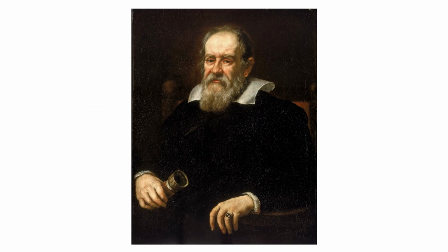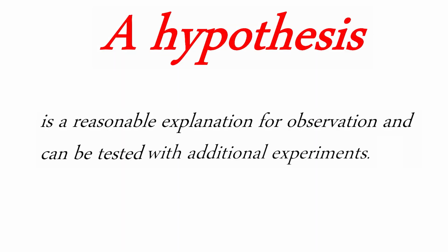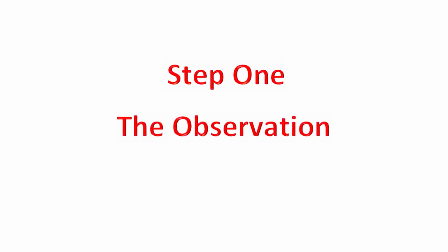In this video, we will explain these steps using Galileo's thought experiment. Galileo thought about falling objects, and he developed a hypothesis about how objects fell. Then, he modeled the behavior of falling objects in order to test his hypothesis. A hypothesis is a reasonable explanation for an observation, and can be tested with additional experiments. The first step in the scientific method is the observation.